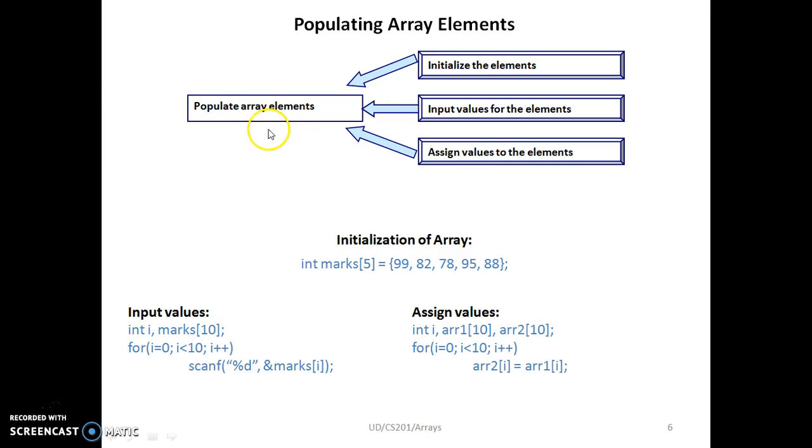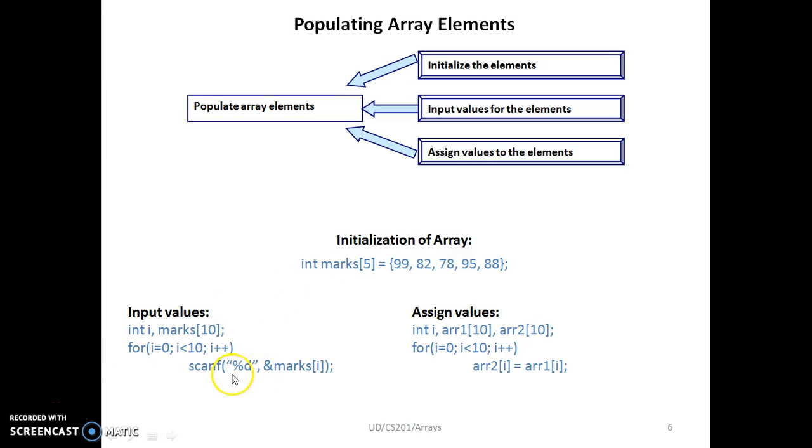Now, you can populate the array elements in 3 different methods. First is initialization. At the time of declaring the array, you can put the initial values within curly bracket, all separated by comma, and you have to use an equal to symbol. As a result of that, marks[0] will be getting 99 value, marks[1] will be getting 82 value, marks[2] will be getting value 78, etc.